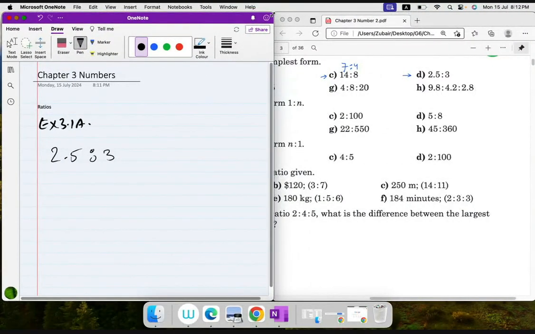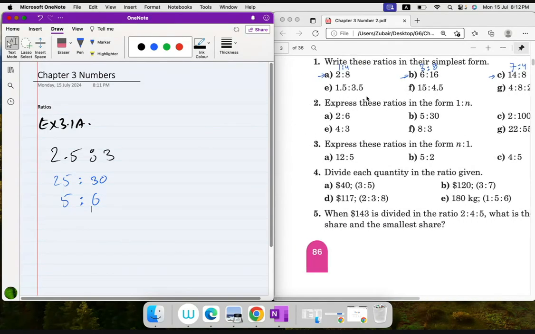We did that example as well. 2.5 divided by 0.5. First of all, we can multiply them with the same number. I'm multiplying both of them with 10, getting 25 ratio 30. Now we are dividing both with 5. So we get 5 ratio 6.